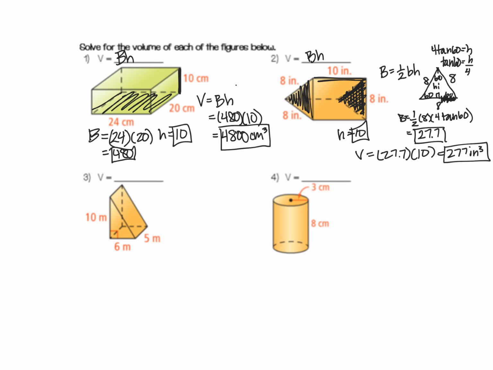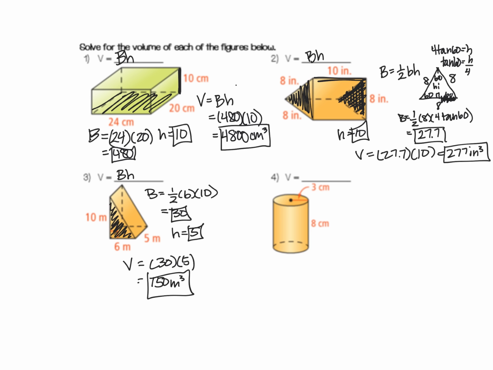This third problem is similar to the previous one. The base is a triangle. So when we go to find our volume, we've got to find the area of that base first. Since it's a right triangle, we won't have to use trig. I just get to do 1/2 base times height, so 1/2 times 6 times 10. That's 30. And then the height of the prism will end up being 5. So the volume will equal 30 times 5, and that gives us 150 meters cubed.